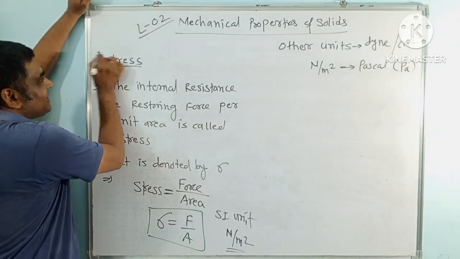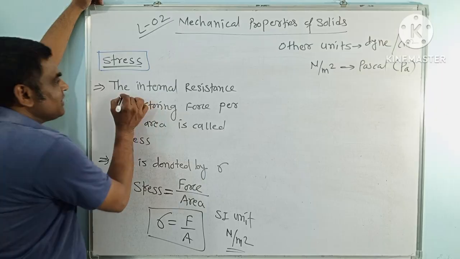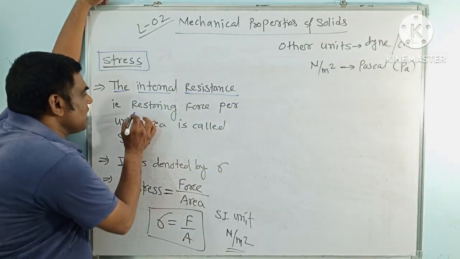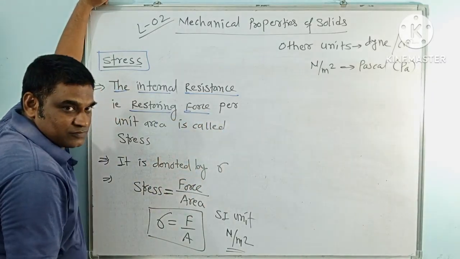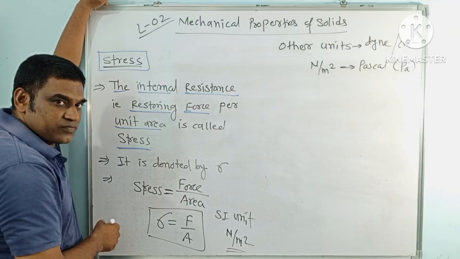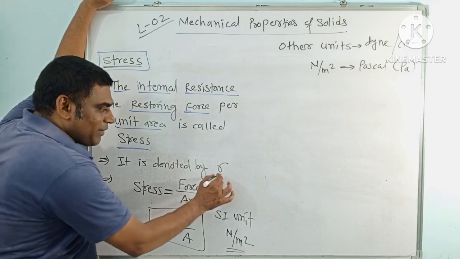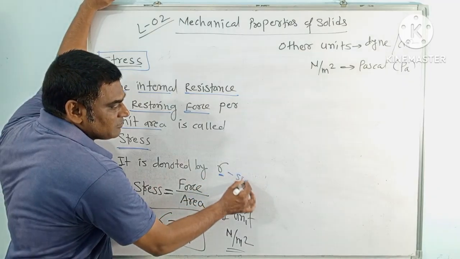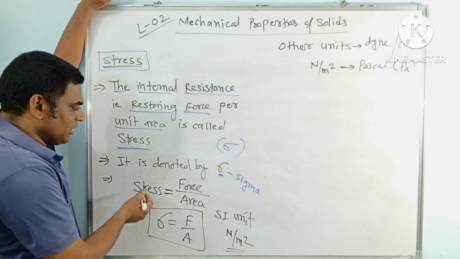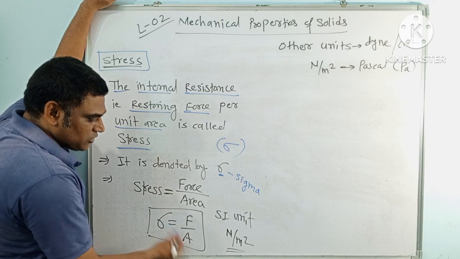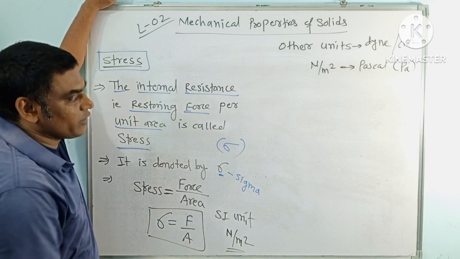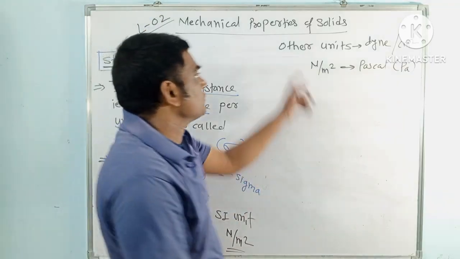Stress. What is stress? Stress is the internal resistance, that is, the restoring force per unit area. It is denoted by sigma. You can write force upon area: sigma is equal to force by area. SI unit is Newton per meter square: force in Newton, area in meter square. Its dimension you can write if you want.